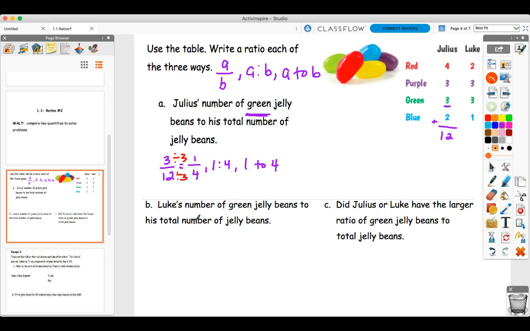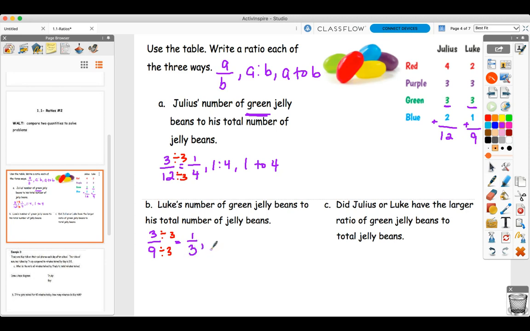Luke's number of green jelly beans to his total number of jelly beans. So now we're looking at Luke, and we're looking at green and his total. So we're going to be adding all of these up again. So 2 plus 3 is 5, plus 3 is 8, plus 1 is 9. So it's going to be 9 over, not 9 over, see? I make a mistake too. So 3 over 9, and the same thing that we did for Julius, we've got to do for Luke. We need to simplify the fraction if simplifiable. So 3 goes into 3 and 9, so this simplifies to 1 over 3.